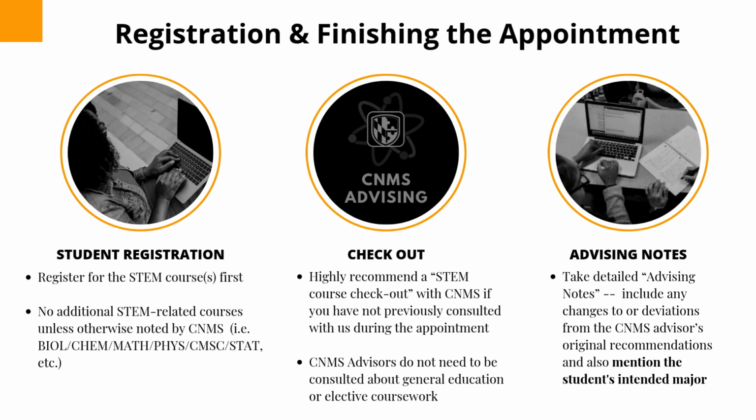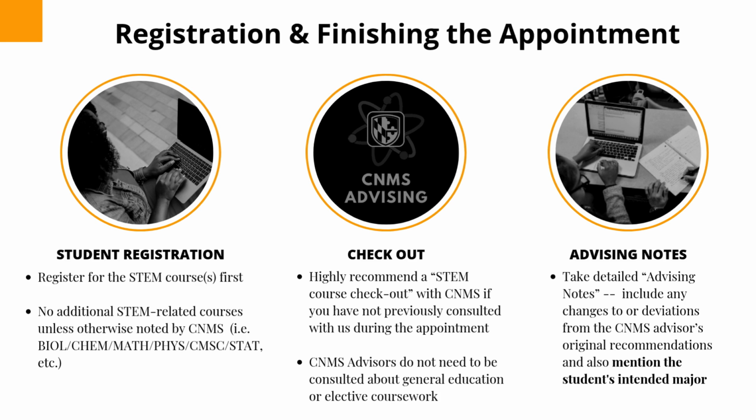Here are some tips and tricks when it comes to registration and finishing up the appointment with the student. We highly recommend that you have the student register for their STEM courses first. These are usually the most important classes in the student's schedule, and they can sometimes fill very quickly. So please make sure you make that a priority during the advising session. As a reminder, also don't add on any additional STEM classes unless confirmed with CNMS advising first.